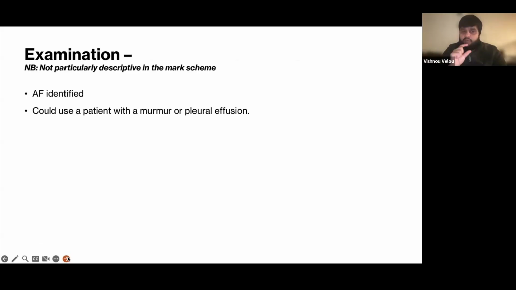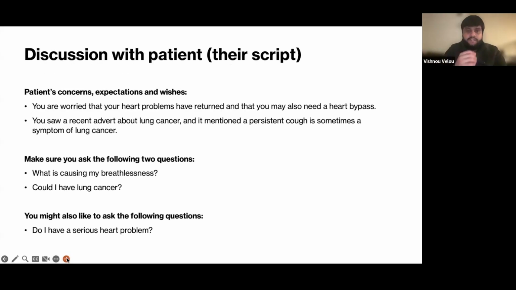So what I've shown you here is what happens in real life. This history can actually be played by a patient whose history is not necessarily that patient's, and they will adapt it slightly, okay? Because it doesn't matter if the patient's got a murmur or a pleural effusion because it doesn't change the underlying diagnosis as far as they're concerned, okay? But they usually want someone with atrial fibrillation in this scenario.